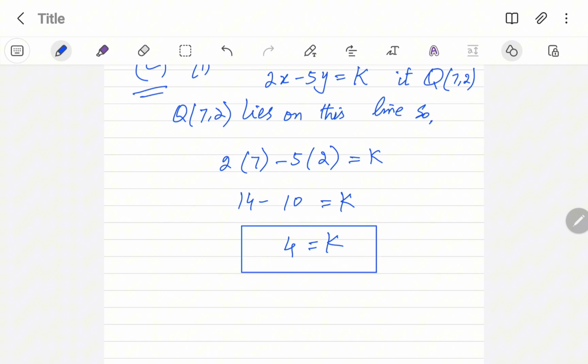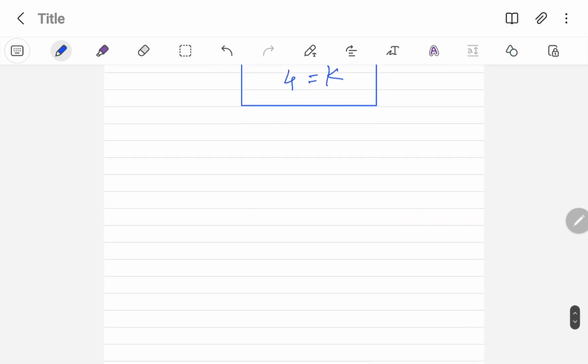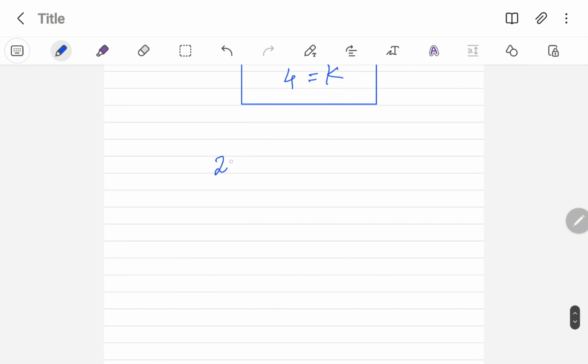अब इस k की वैल्यूज़ को हम जो हमारे पास इक्वेशन गिवन है उसमें पुट करते हैं. That is 2x minus 5y is equal to k, and k is equal to 4. 2x minus 5y is equal to 4.